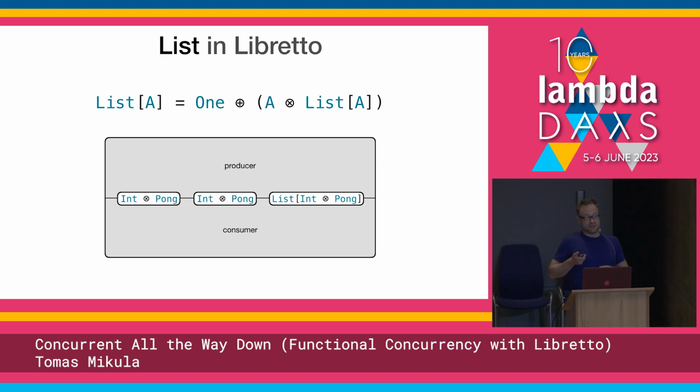Here we have a concurrent pair as an element type of a list. Int flows from producer to consumer, and pong is dual to ping. It's just a notification that flows upwards. So here, for every element of a list, the consumer gets an int and sends a notification backwards.